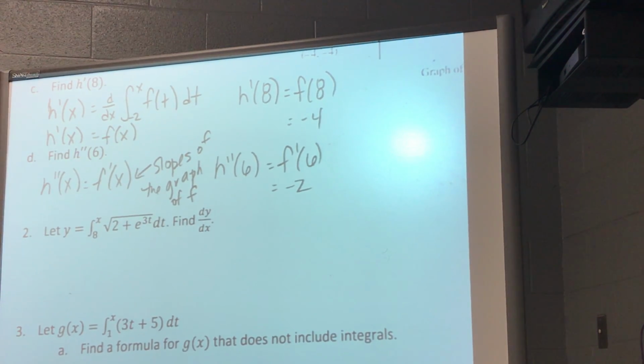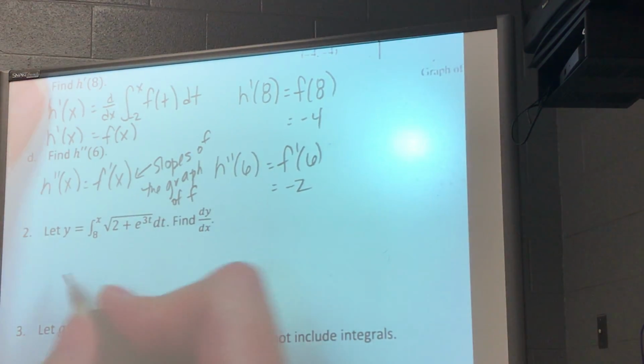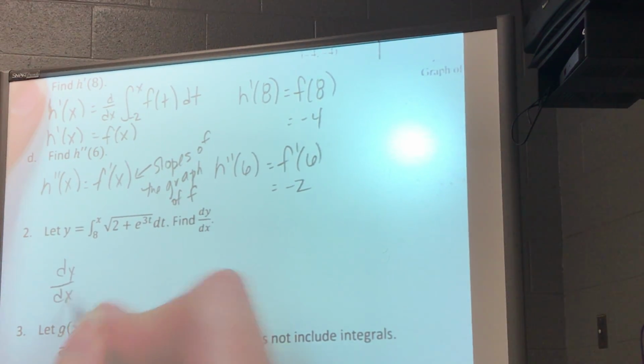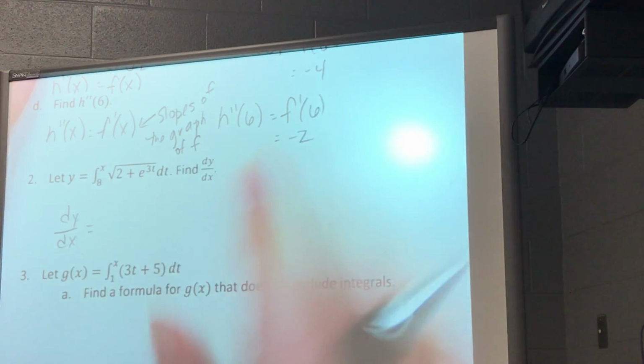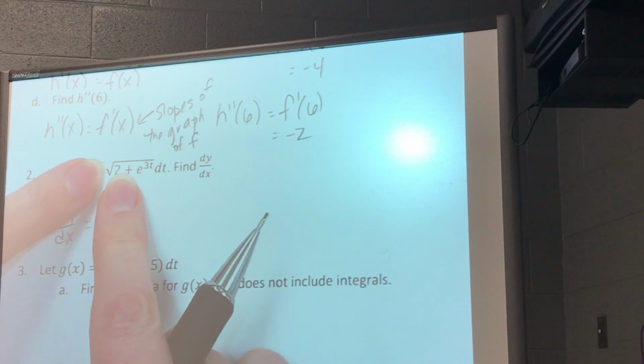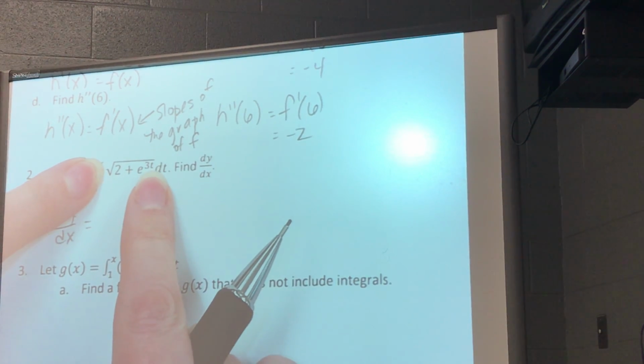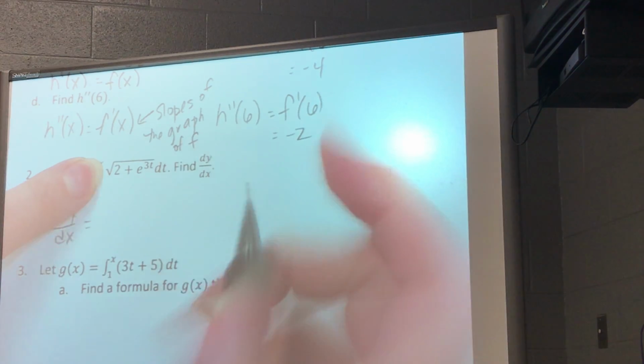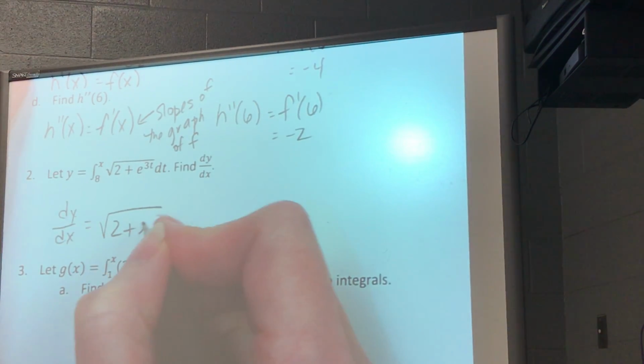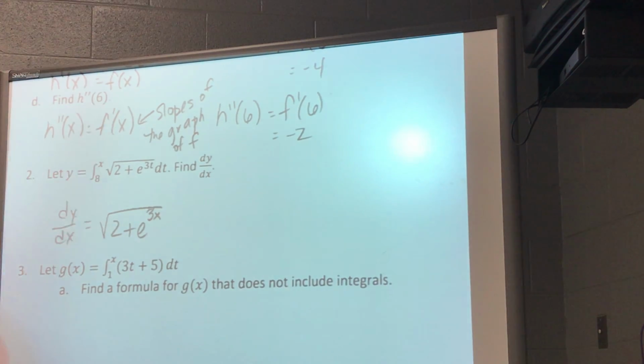Alright guys, so on number 2, this is straight up fundamental theorem of calculus. So we have y as this accumulation function, and we want to find dy/dx. So we want to find the derivative of y. All it does is we're going to have this integrand, but instead of t, what do we write? X. That's it. That is how you use the first fundamental theorem of calculus. There is no way that's it. That is it. So why don't you just go ahead and write that?